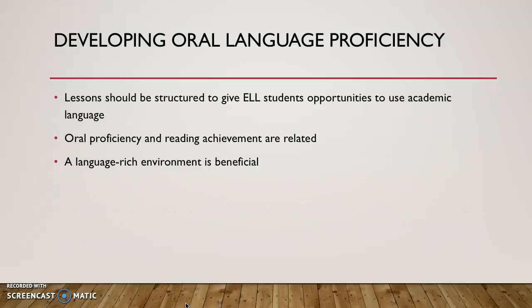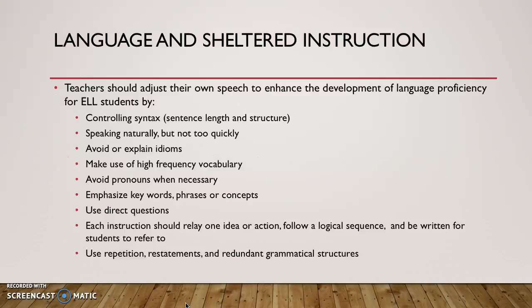Developing oral language proficiency in the classroom. So we want to give ELL students plenty of opportunities to use academic language. Oral proficiency and reading achievement are related. So the better oral proficiency skills a student has, the more likely they are to have good reading skills. And it kind of snowballs, they build on each other. And the more language rich the environment a student is in, the more rapidly they're going to develop these skills.